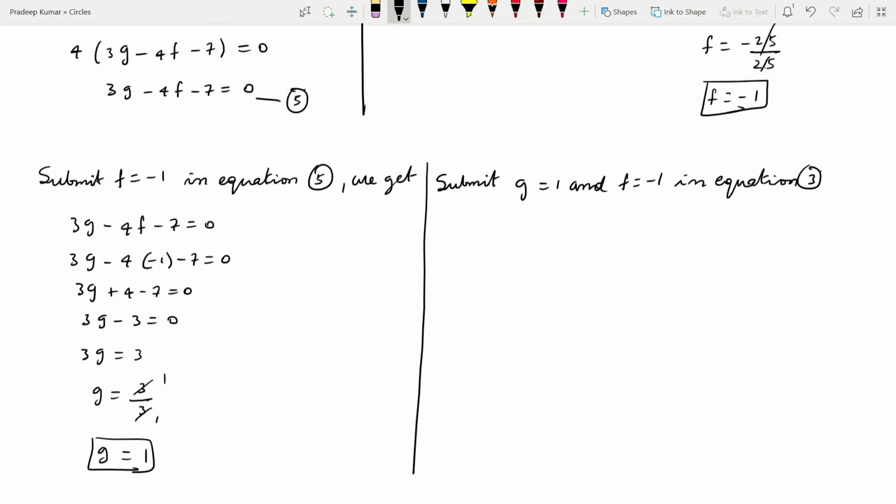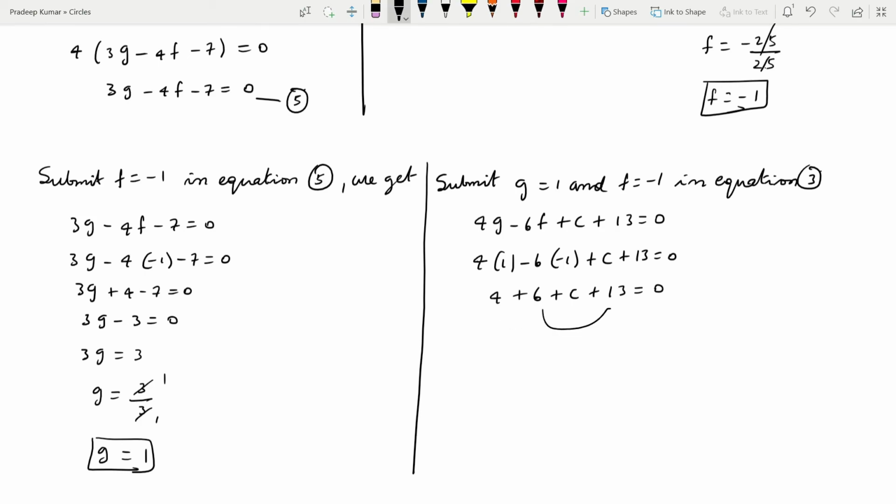So equation 3 I'll write first. That is 4g minus 6f plus c plus 13 equal to 0. Here if we substitute the g value, that is g is 1, and 6 into f, which is minus 1, this is plus c plus 13 equal to 0. So 4 ones are 4, and minus into minus is plus. So we get plus 6 plus c plus 13 equal to 0. If you add all these values, 4 plus 6 is 10, 10 plus 13 is 23. So I can write c plus 23 equal to 0. If I send this 23 to the other side, we get the c value as minus 23.